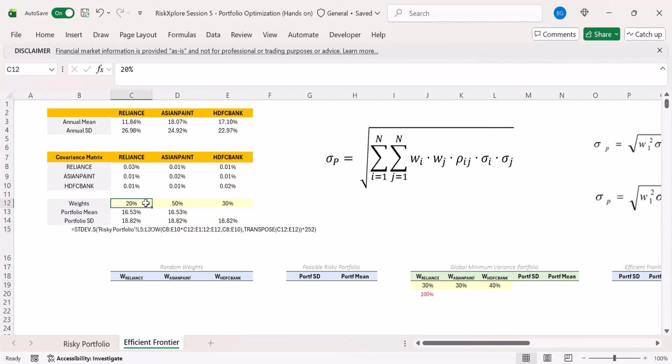Now this is one of the portfolios. ये हमारा एक ऐसा पोर्टफोलियो है जिसमें हमने वेट्स रिलायंस का लिया है 20%, एशियन पेंट्स का लिया 50% एंड एचडीएफसी बैंक का हमने लिया है 30%. देयर कैन बी n number of possible portfolios that we can create, right? We can take n number of possible weights. Do you agree?